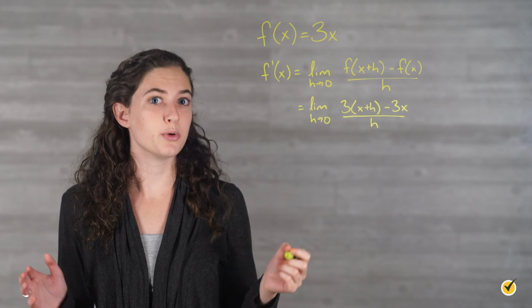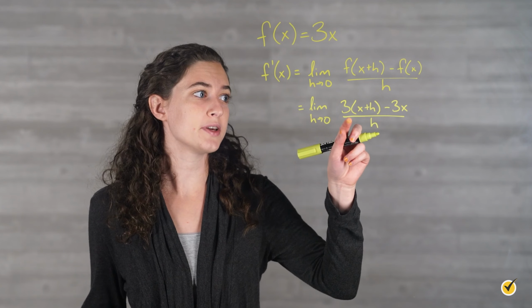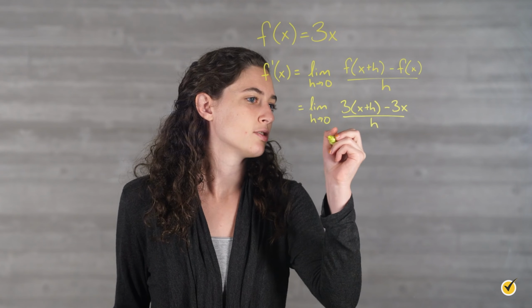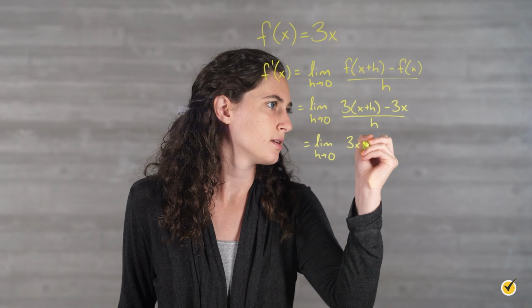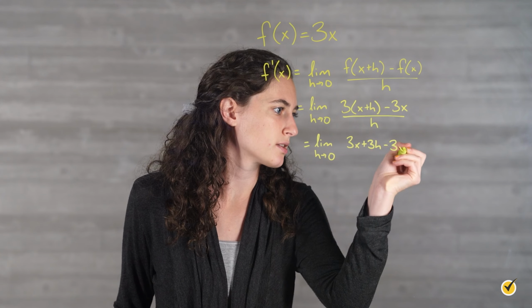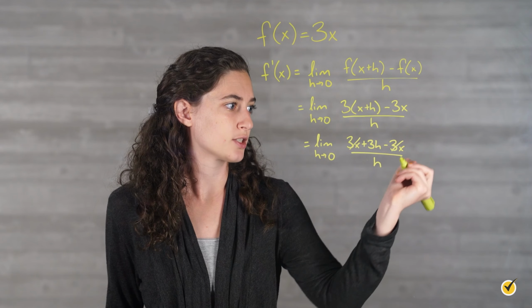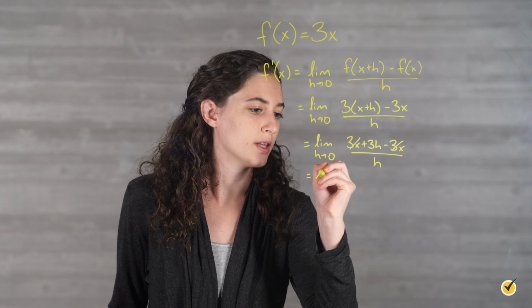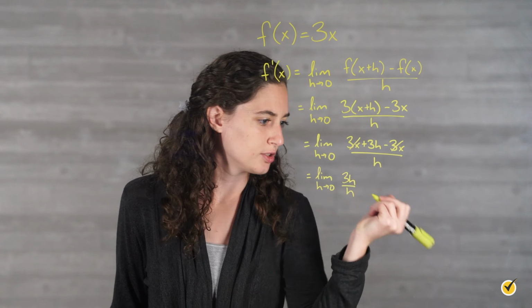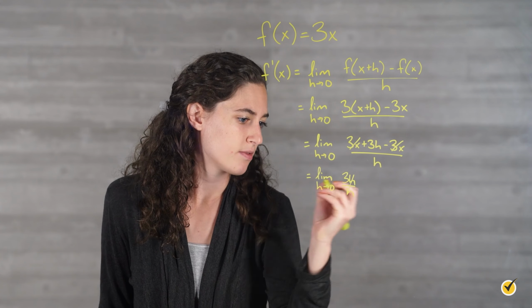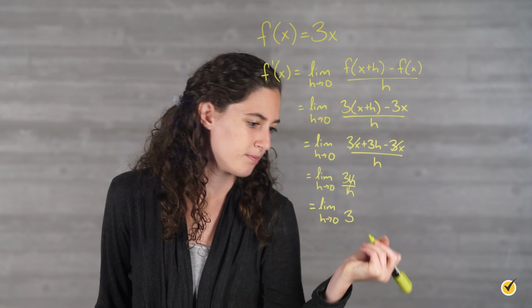This may look complex, but we can simplify the numerator before we need to bother with the limit. So we're going to start by distributing the 3 over the x plus h. So that will give us the limit as h approaches 0 of 3x plus 3h minus 3x over h. Now we can see that our 3x and our negative 3x will cancel each other out. So we're left with the limit as h approaches 0 of 3h over h. Then our h's will cancel each other out, and we'll have the limit as h approaches 0 of 3.